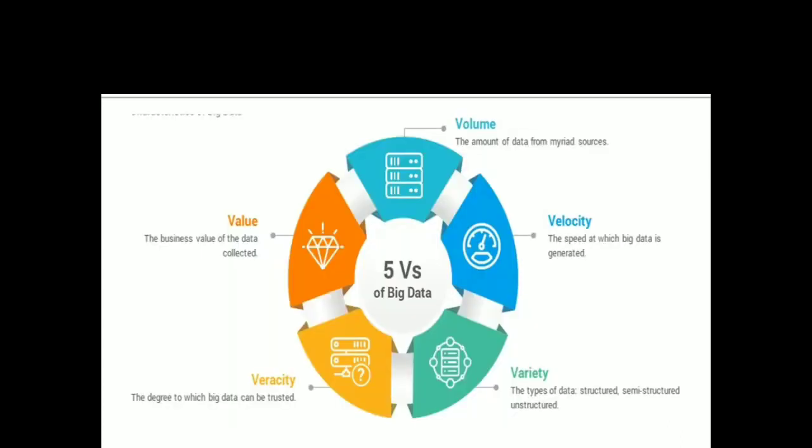So we'll see one by one in brief. As the name indicates, volume deals with the large amount of data or the size of data, the different amount of data from different sources that we are collecting to do the analysis. The velocity refers to the speed at which the data is being generated and stored.